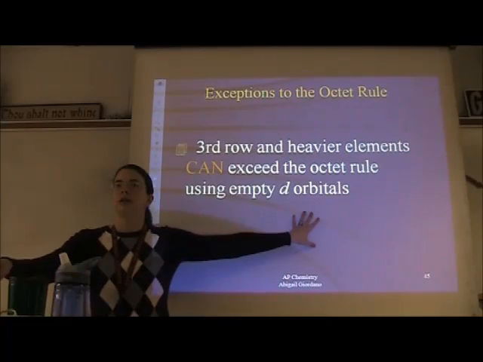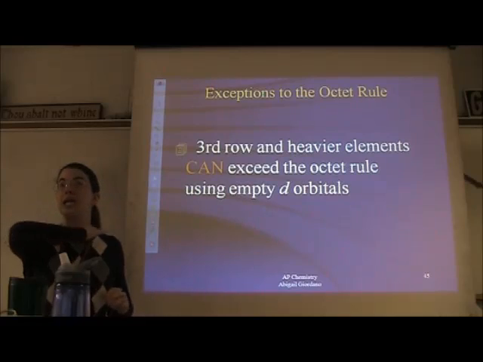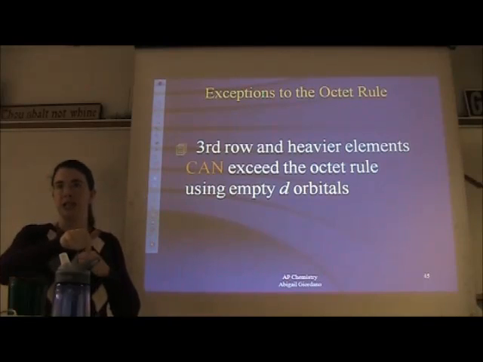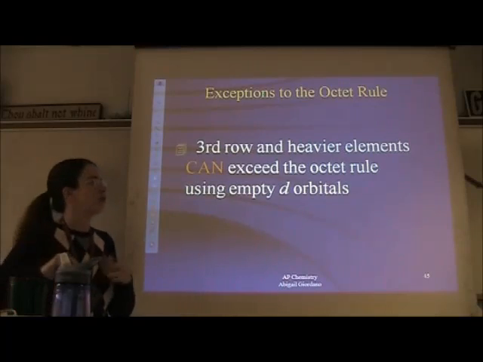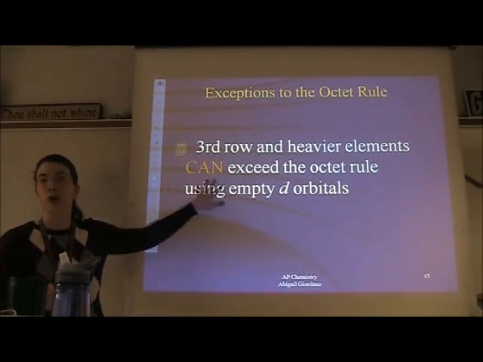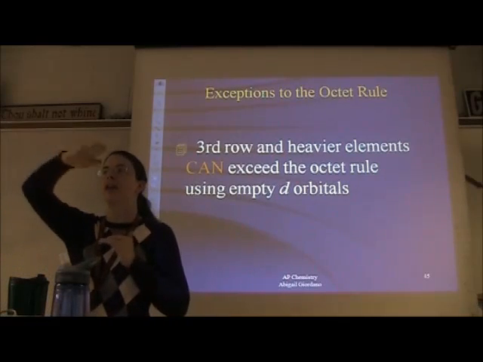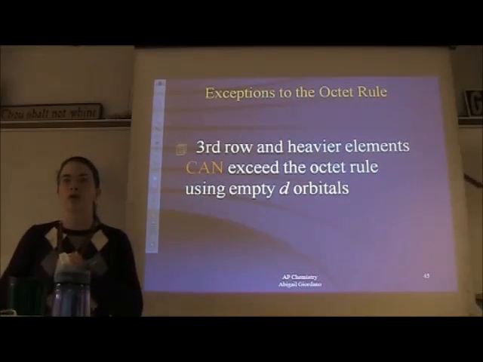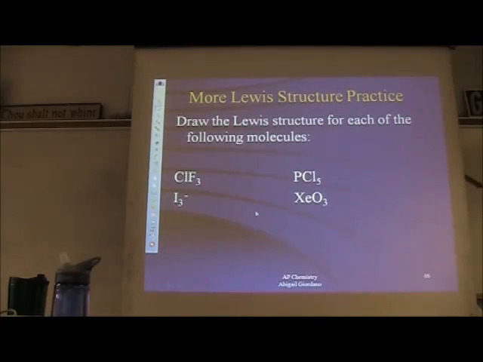Think about it. In the d sublevel, what's the first row? 3d. There's no such thing as 1d or 2d. So the first elements that can, and they don't always, exceed the octet rule would be elements in the third energy level or greater. Again, if you follow those steps, you don't have to worry about some of these bizarre exceptions because the steps still work. And we're going to do one of these together.